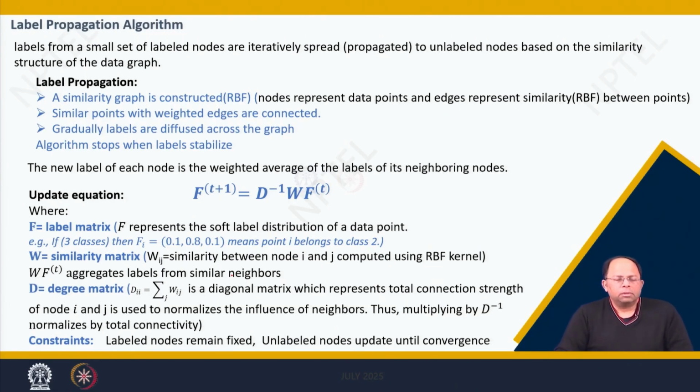Coming to the different specific algorithms within the graph methods, one is of course the label propagation algorithm. Over here, we know that only a few nodes have labels, and the labels from this small set of labeled nodes are iteratively spread, or propagated, to unlabeled nodes based on the similarity structure of the data graph.